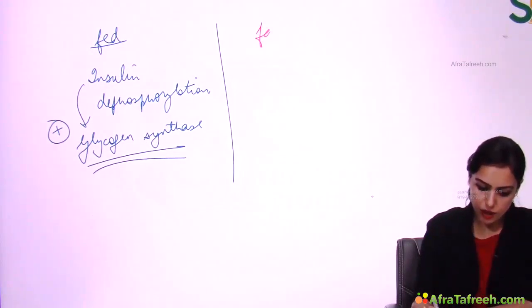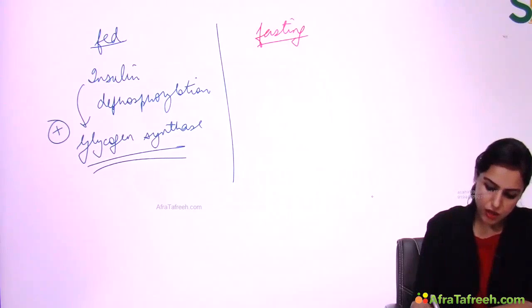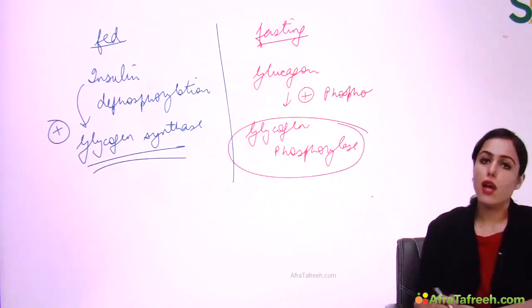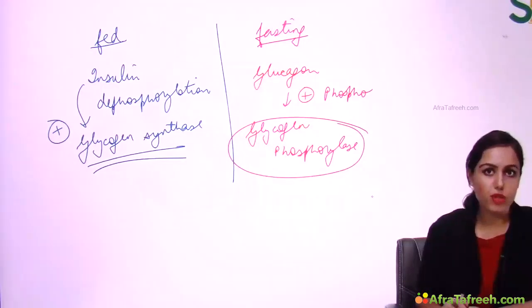On the other hand, in fasting situation, glucagon will do phosphorylation. It will do phosphorylation by activating the enzyme which is the rate limiting enzyme of glycogenolysis. It is glycogen phosphorylase, right? So this is the regulation. I will also make a chart of reciprocal regulation here.